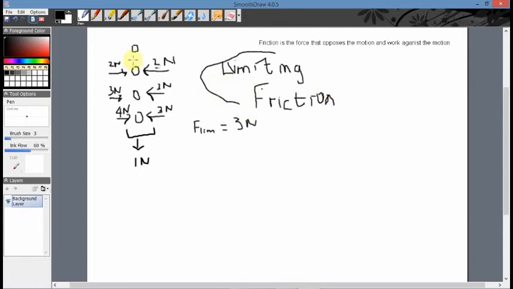So, let's consider a particle. No forces are being applied to this particle, right? So the particle will remain at rest. What will happen if a force of 2 Newton is applied to this particle? Well, will the particle move? The particle will not move. And the reason behind this is limiting friction. There is a force called friction which is opposing this applied force, and the value of this friction is 2 Newton.